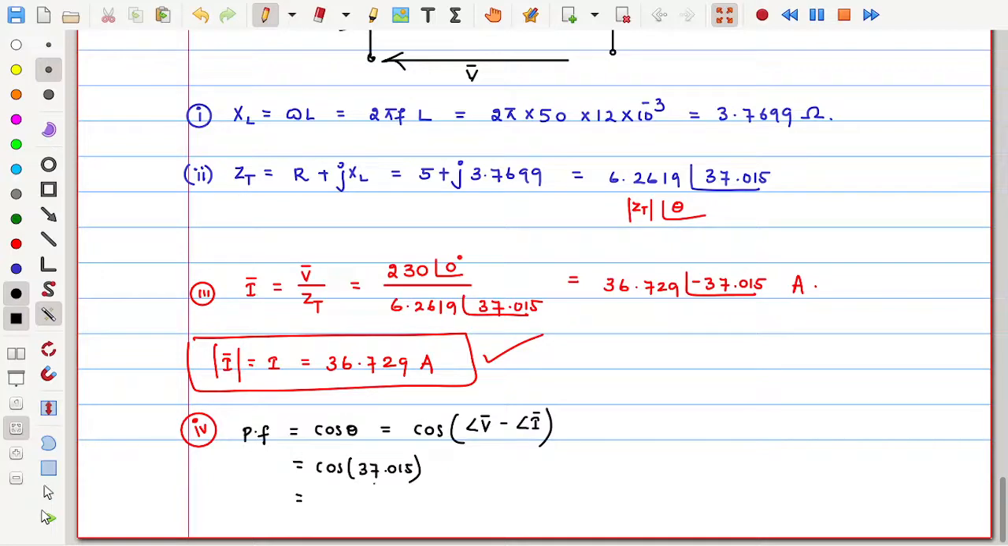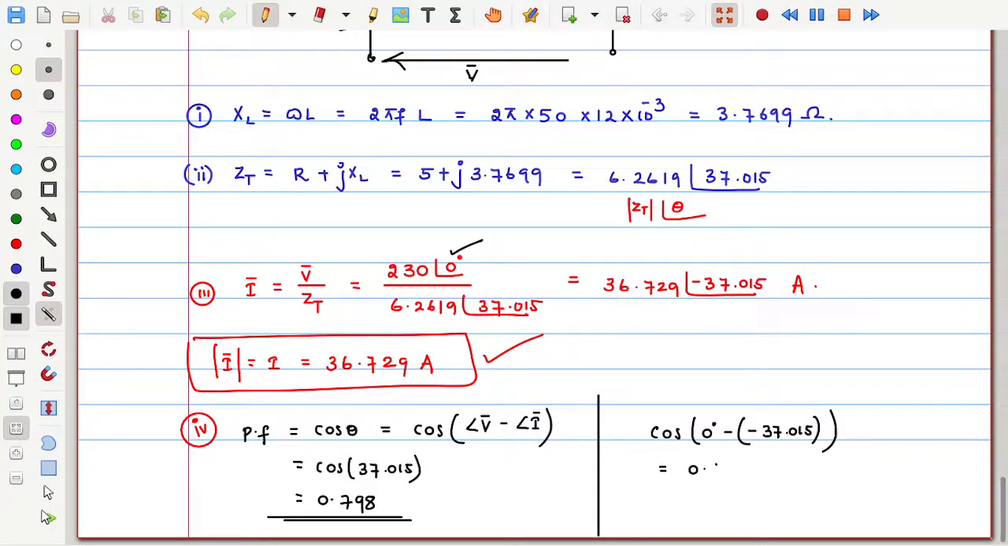So 0.798. And I can get the same thing from the other expression also. Cos of the angle of the voltage: how much is the angle of the voltage? 0. Minus the angle of the current: how much is the angle of the current? Minus 37.015. See? Minus minus becomes plus, and you will get the same value.